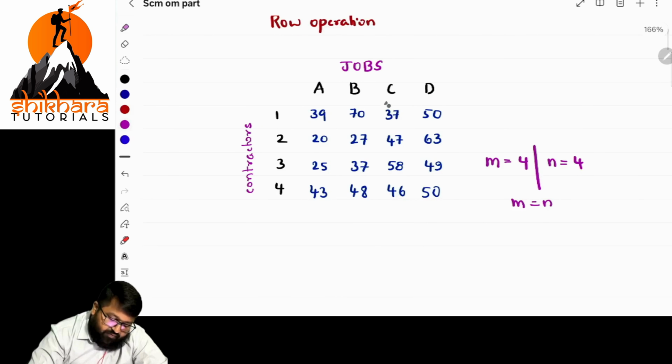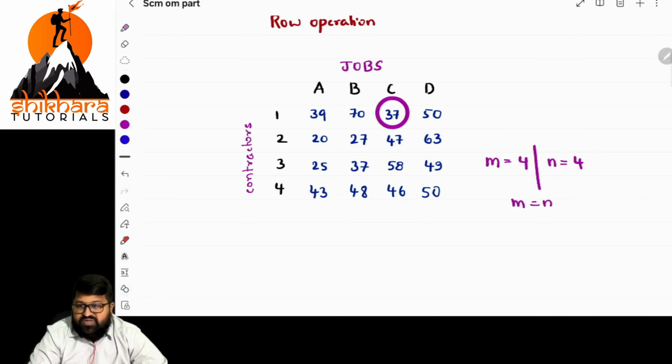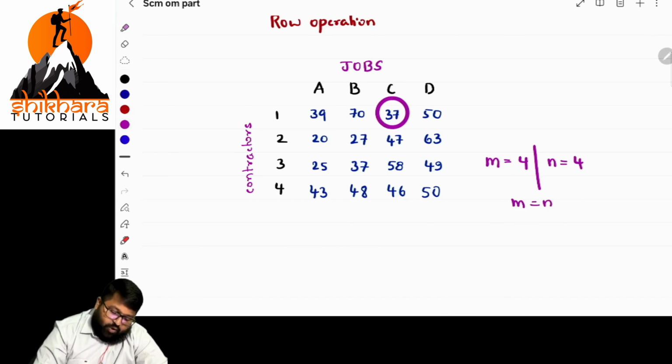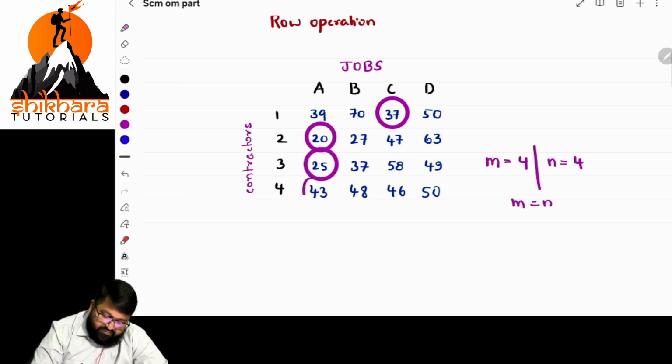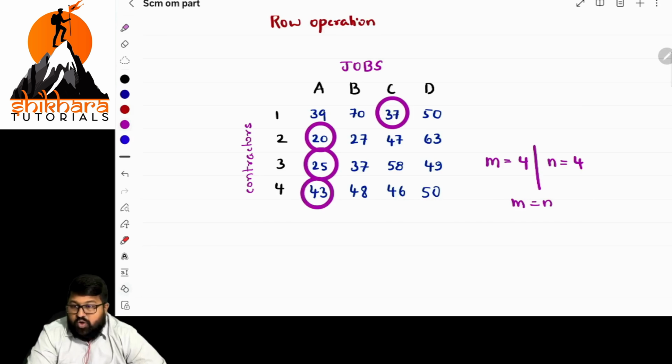In row 1, what is the least number? 37 is the least number. In the second row, the least number is 20. In the third, it is 25. In the fourth, it is 43. Do not rush. In assignment problems you may take one minute more, but if you do it with a cool mind, it's fine.